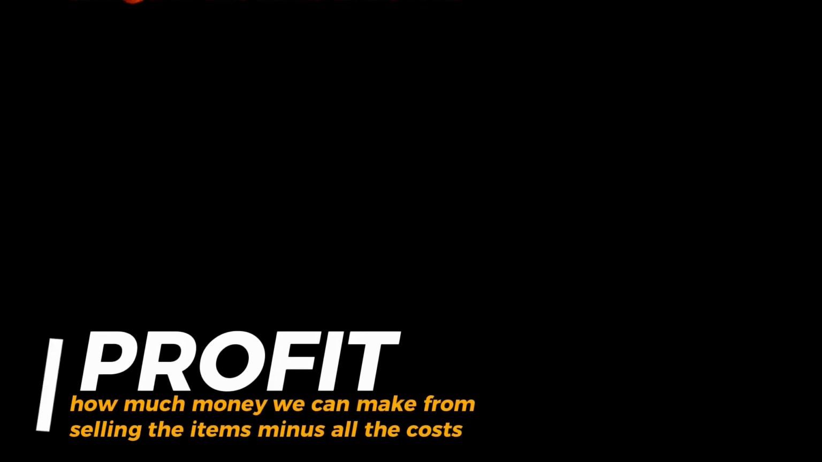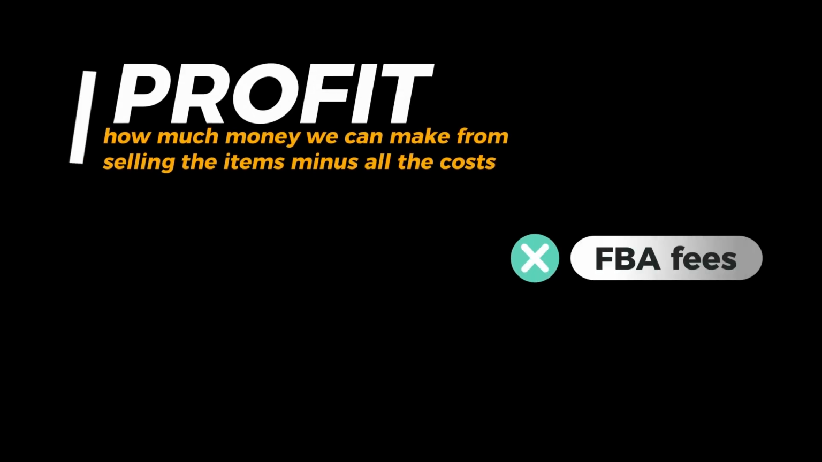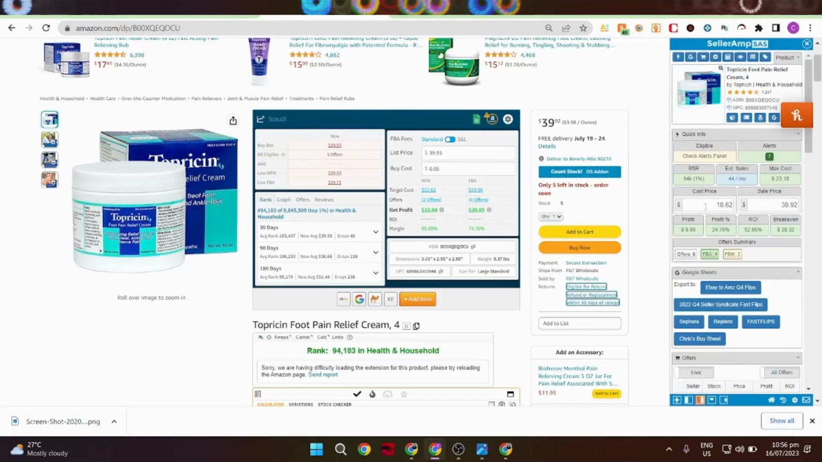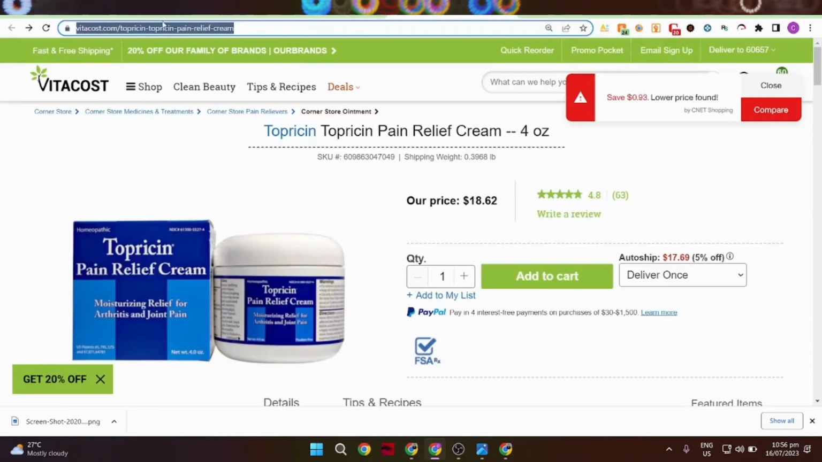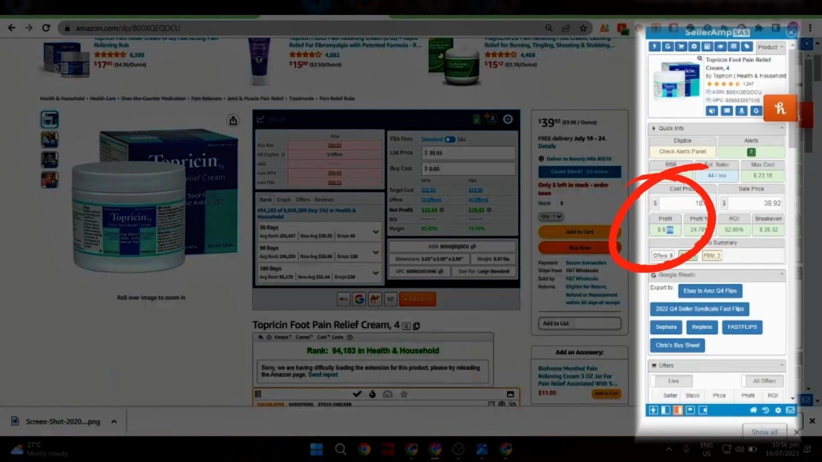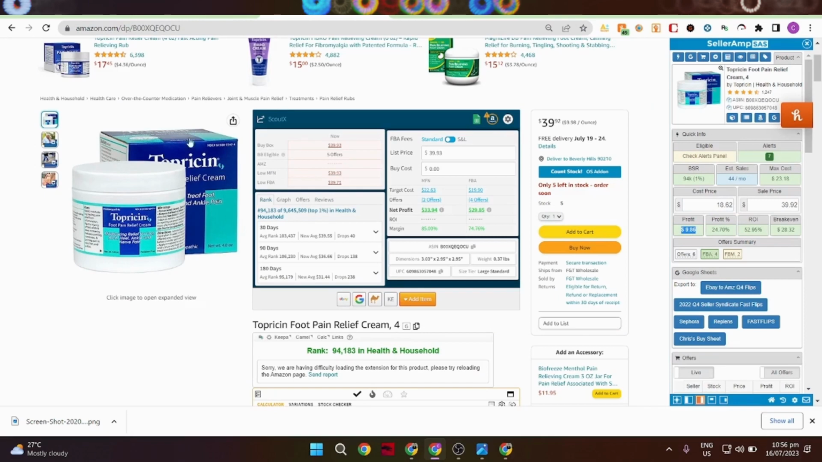Ibig sabihin profit, magkano yung makakuha natin, excluding na yung lahat na babayaran natin, like FBA fees, Amazon, prep fee, tax, lahat. Bali yan na yung makukuha natin ni client. Okay, for example, this one, product na to. So let's say, nakuha natin dito sa source sa Vitacost. Tapos, yung profit, dito natin makikita yung profit, which is $9.86 per unit. Ibig sabihin, kung makakabenta si client ng isang unit nito, meron siyang $9 sa product na to. Okay? So, kung makakabenta siya ng 10, almost $100 yung profit niya.